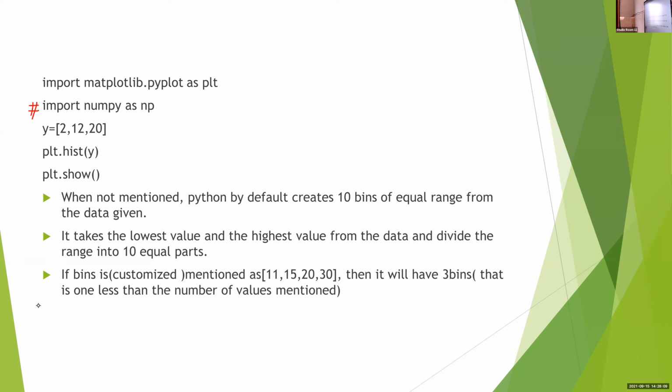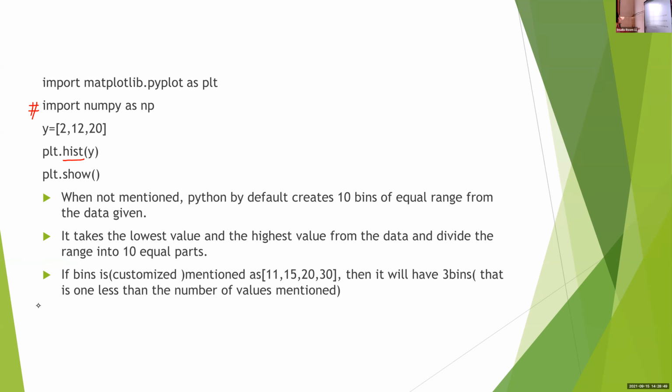Then plt dot, for drawing a histogram graph, you want to use the function hist. For drawing a histogram, the function used is hist. For drawing a pie chart, the function is pie. For drawing a scatter chart, the function is scatter, just like that. So here we want to draw a histogram, so the function name is hist. Then to show that histogram, you want to use the show function.